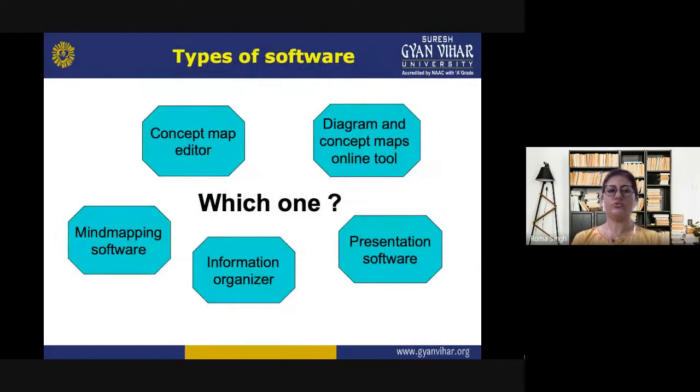So there are various software available for preparation of concept maps. While doing your concept mapping, there are different types of software, like concept map editors. There are also diagram and concept map online tools. Some of them are presentation software for when you have prepared and want to present. Certain software are only information organizers, and then there is mind mapping software.